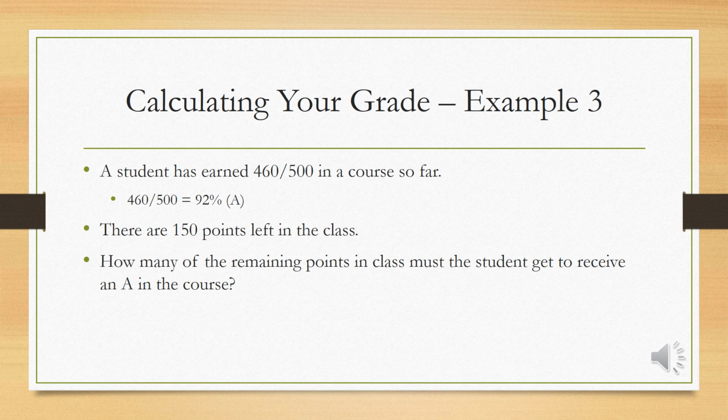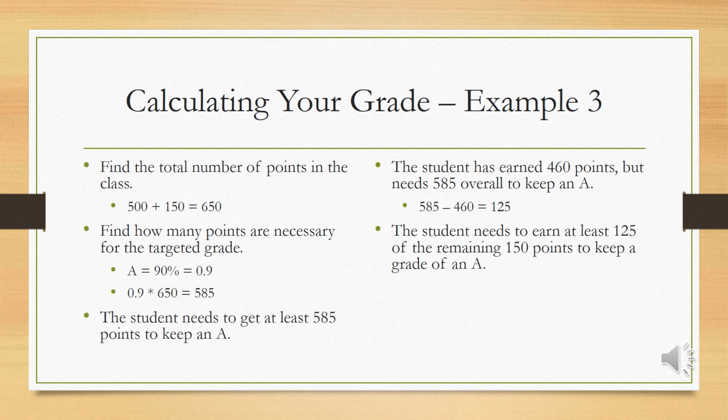A student has earned 460 out of 500 points in a course so far, which is a 92%, which is an A. There are 150 points left in the class. The student would like to know how many points they must get in order to keep their A in the course. First, we need to find the total number of points in the class. 500 points have already been assigned, and there's 150 left, which gives us a total of 650 points in the class. The student wants to keep an A in the class, which is a 90%, which is 0.9 as the decimal. You take 0.9 times the 650 points in the class to get 585 points.